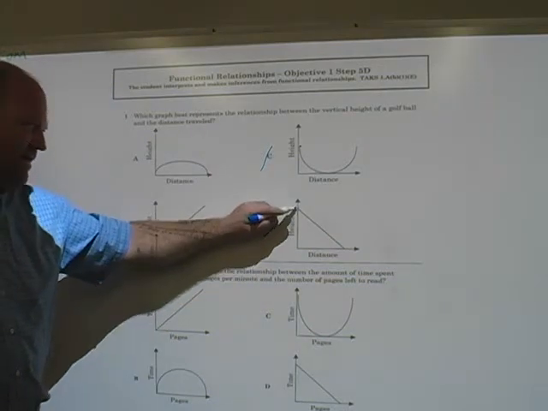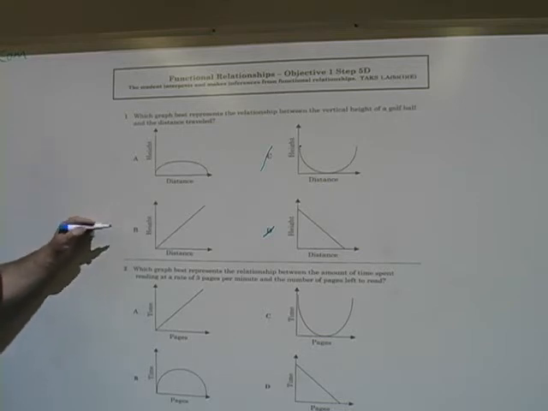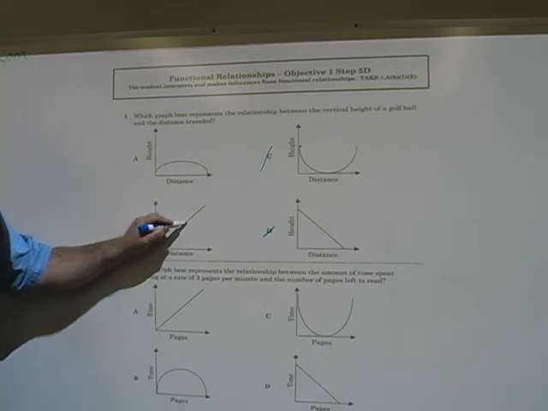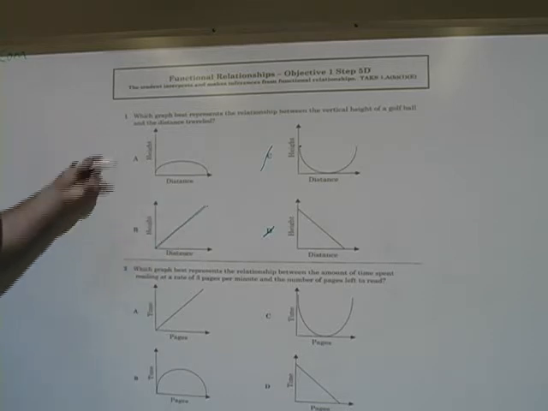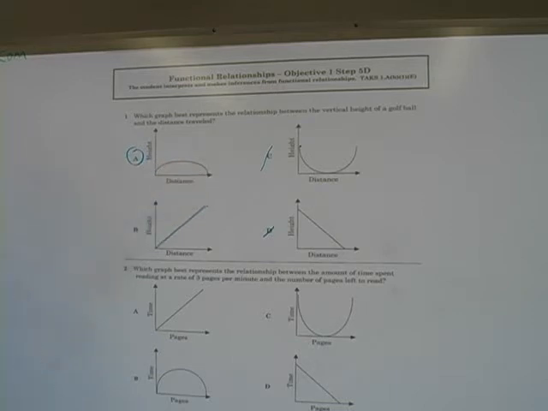Good, it starts high. It can't be B, because it never comes back down, it just keeps on going straight. B starts out right, but it keeps going and doesn't come down. So A goes up, comes back down.